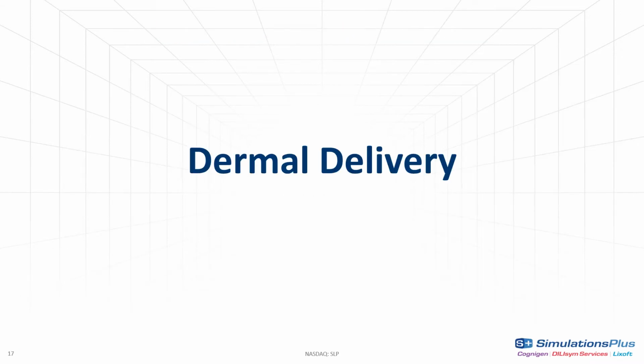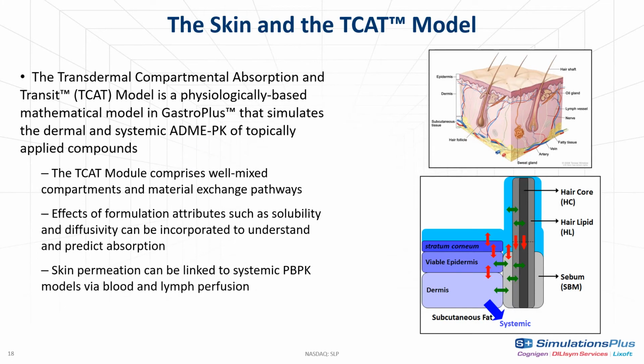Next, we'll talk about the transdermal and the topical delivery through the TCAT model. We can model absorption into the skin and local skin concentrations using the transdermal compartmental absorption and transit model, the TCAT model. I should say, despite the name, it can be used for both transdermal and topical formulations. The skin is the same, the only difference is the intent of the user.